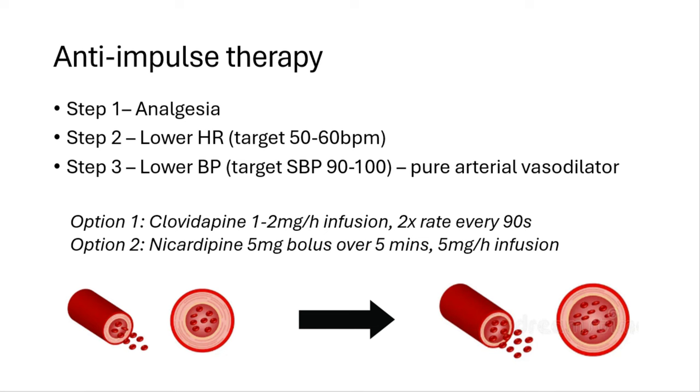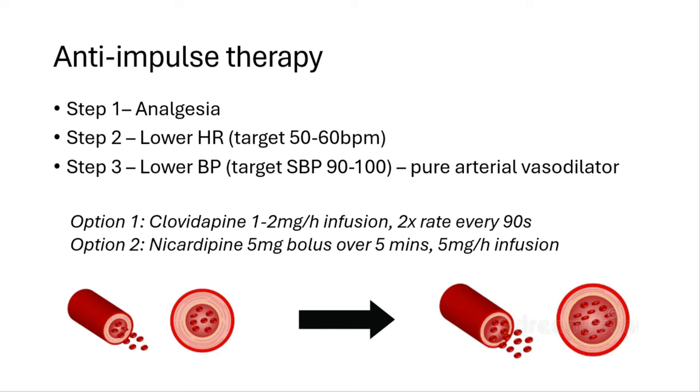This is an easily titrated agent. It's pretty rapid on. You can start at 1 to 2 mg/hour as an IV drip and then titrate by doubling that rate every 90 seconds. If you happen to work in one of the many places that doesn't have either nicardipine or clevidipine, I've got a couple of other options for you.